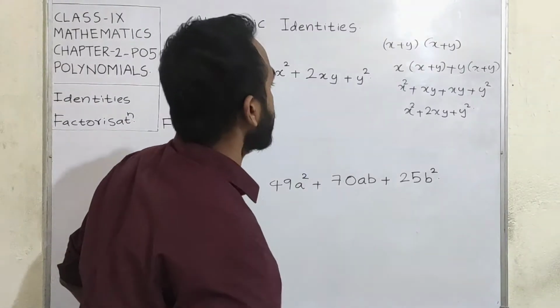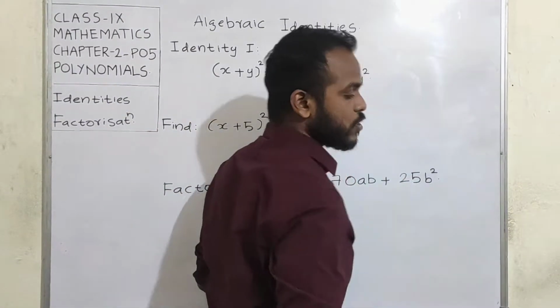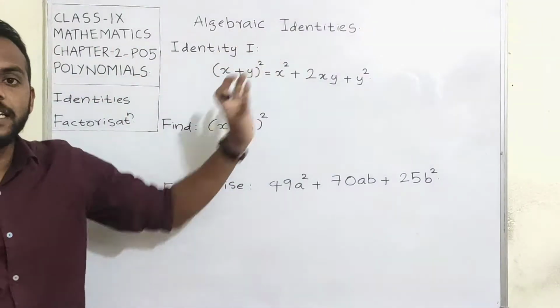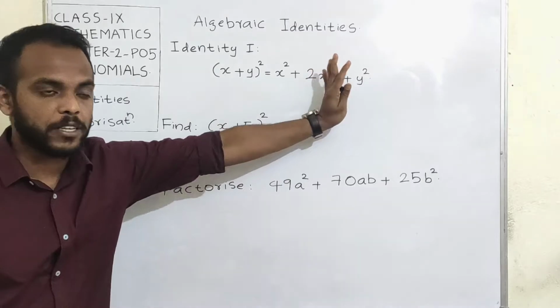Here the proof is not important, I just want to make you understand how we got this one. So it's all about understanding this identity by heart. x plus y whole square is equal to x square plus 2xy plus y square.